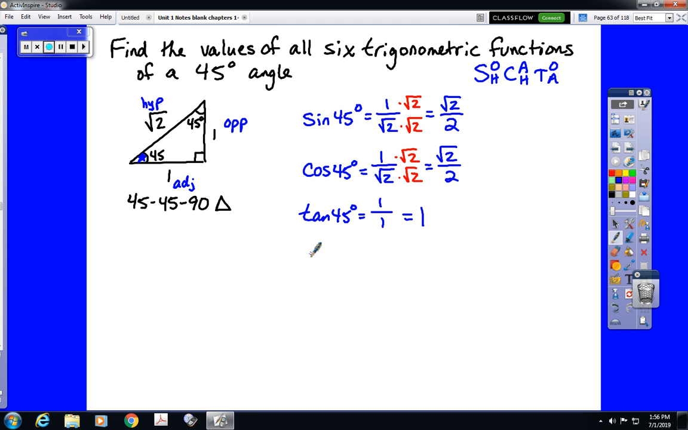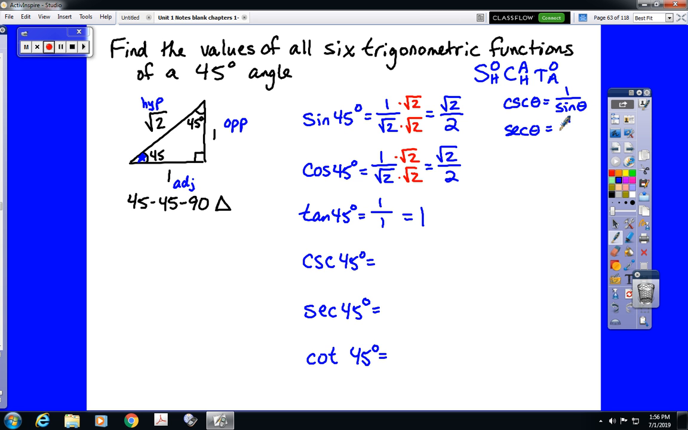Now, the other three trig functions, cosecant, secant, and cotangent, shouldn't take us very much longer. Remember that we have our reciprocal identities. The cosecant is 1 over the sine. The secant is 1 over the cosine. And the cotangent is 1 over the tangent. They are reciprocals, right? Which means that the cosecant of 45 degrees is the reciprocal of the sine.